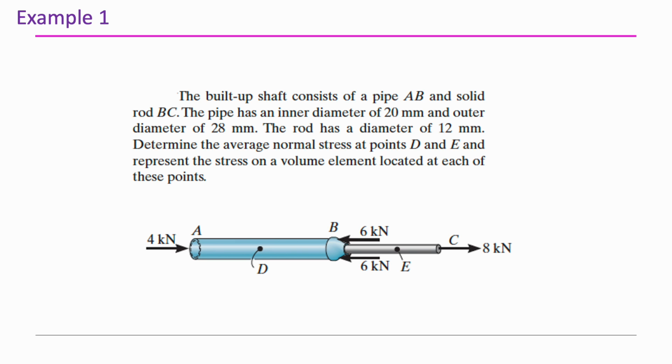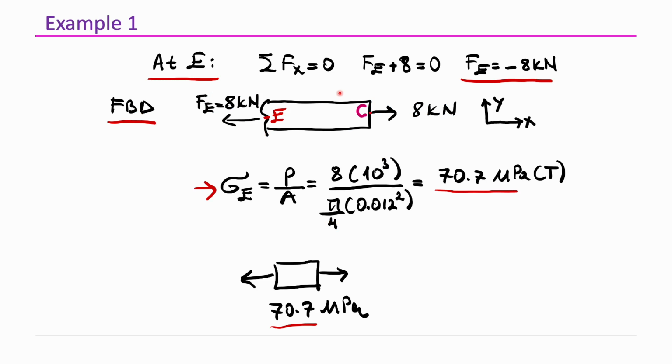We are given a build-up shaft consisting of a pipe AB, which is hollow, and a solid rod BC, both subject to axial forces, and these axial forces produce normal stress. Our task is to find normal stress at two specific points, point D on the pipe and point E on the solid rod. Let's first analyze the normal stress at point E. This means that we need the internal normal force Fe. First, we draw the free body diagram and write the force equilibrium equation along the x direction.